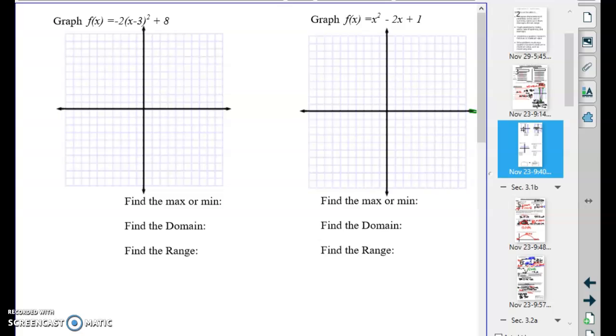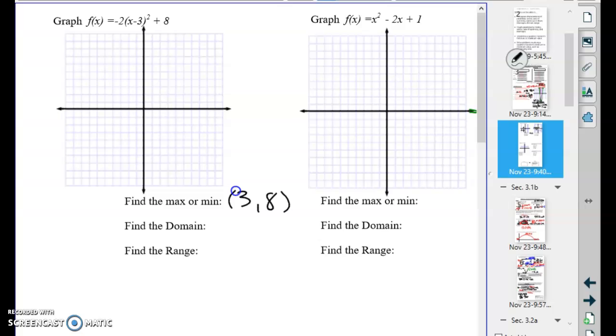So let's keep going. As I'm looking at these, the directions I think are a little bit different. This one just says find the max or min, find the domain, find the range. So the first thing I want to do is figure out, am I in standard form or vertex form? And the answer is vertex form, which is brilliant, because then I know next to the max or min, I'm just going to write the point. And so let's see. The maximum is at (3, 8).